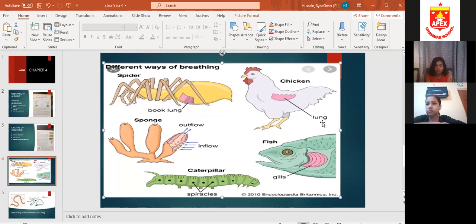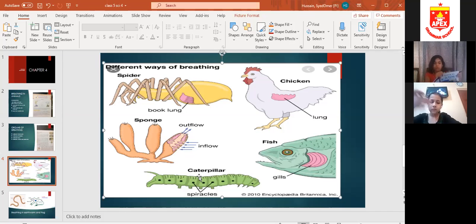Chicken also breathe through lungs. Fishes breathe through their gills. अब आपको नजर आ रहे हैं fishes कैसे breathe करते हैं? Through their gills. Now caterpillar. अब next line जो आपकी बुक में लिखी थी, look at your books all of you. It is written. Look at your books. It's second line. Insects breathe through small holes called spiracles. Underline this line. How does insect breathe? Through spiracles.